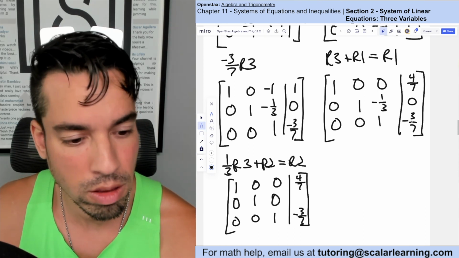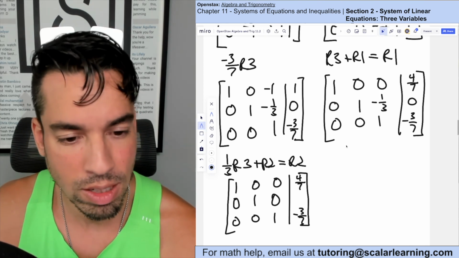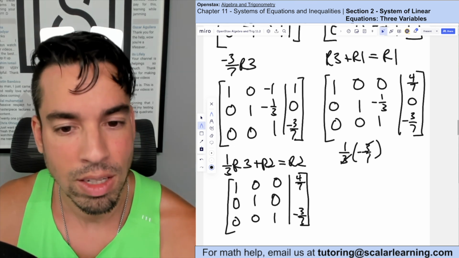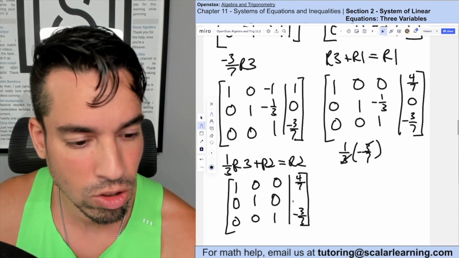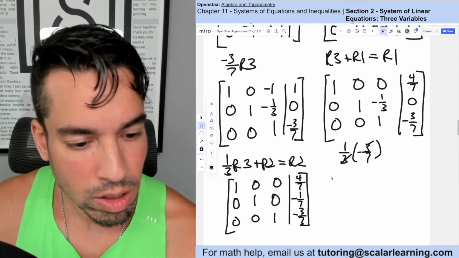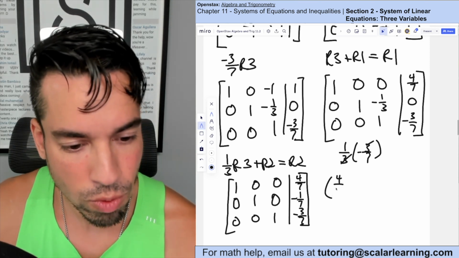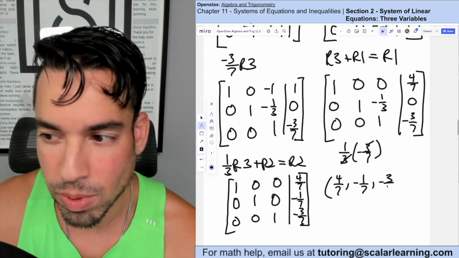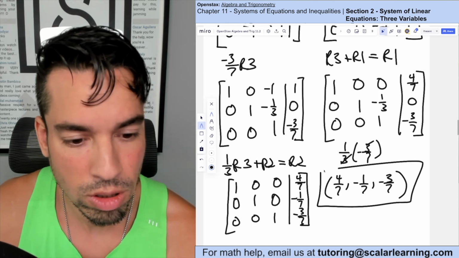And then 1/3 times negative 3/7. Let's write it out. 1/3 times negative 3/7 cancels out to negative 1/7. Negative 1/7 plus 0 is negative 1/7. So there it is. Our x value is 4/7. Y is negative 1/7. And z is negative 3/7. And there's our solution done.